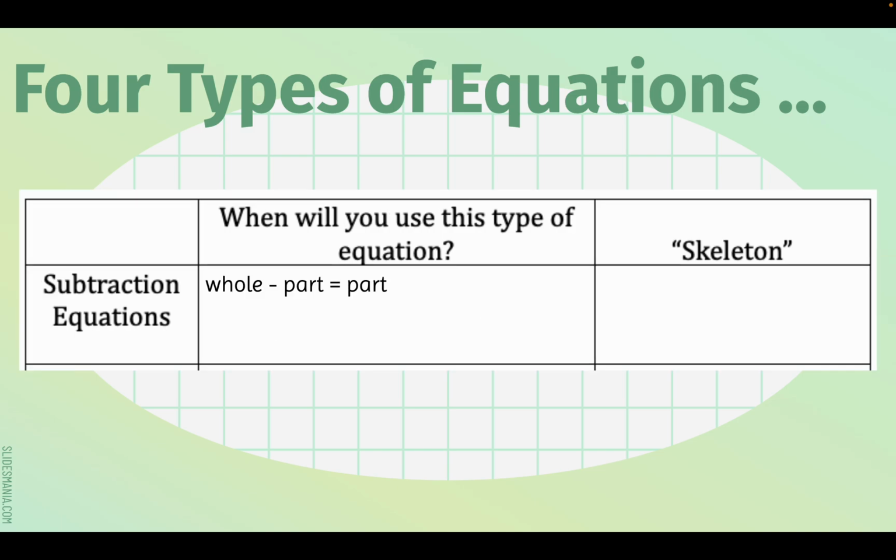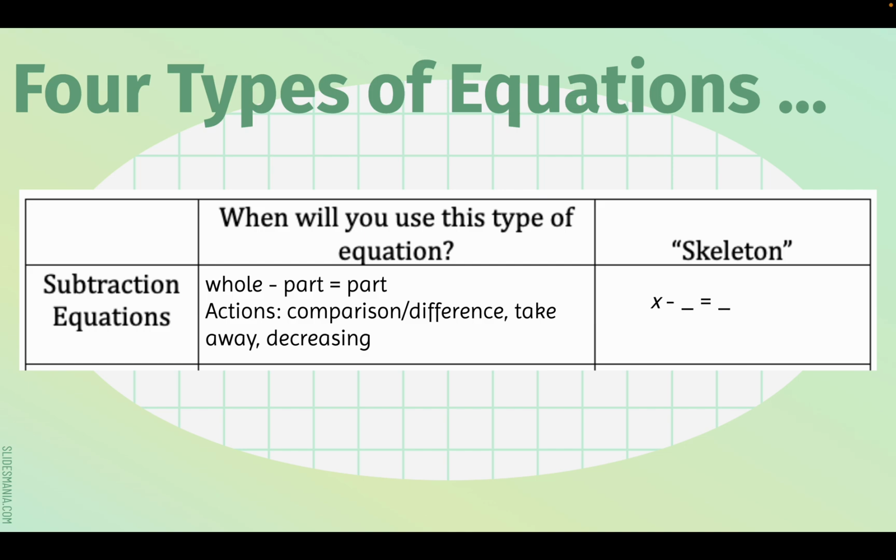A subtraction equation is where there is a whole minus a part equal to another part. The actions in these types of equations will be a comparison or difference, takeaway, or decreasing. That skeleton equation will look like a variable minus a number equals another number.